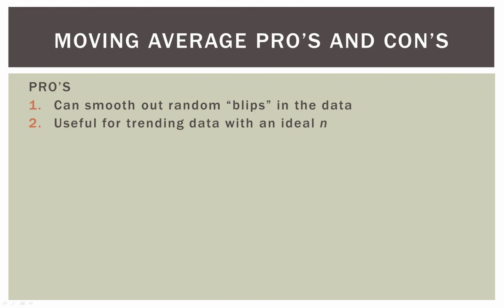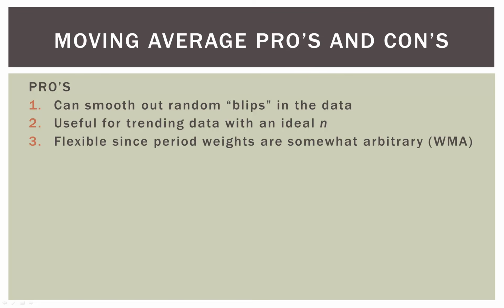It's useful for trending data with an ideal N. So the N in this case, we'll talk about that in a minute, depending on how your data is trending, if you pick the right N, it can help you see that trend. Because some trends are really hard to see. Unless you do some moving average calculations, a very small trend can be hard to see until you do that averaging. It's flexible, since the period weightings are somewhat arbitrary, as is the choice of N.